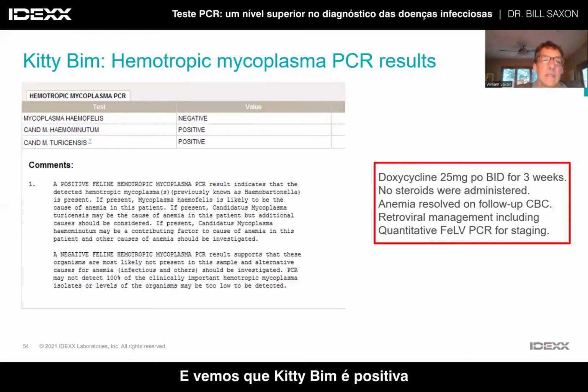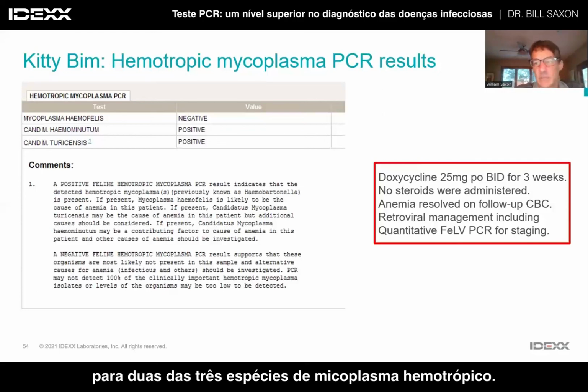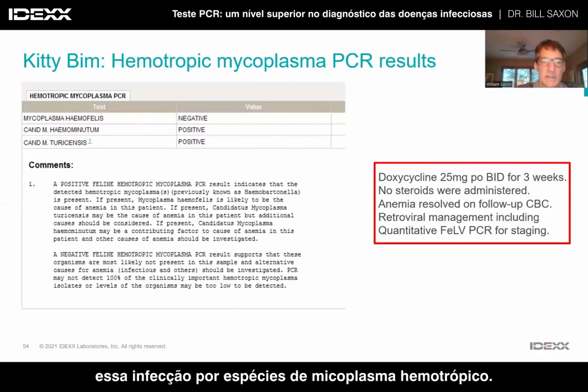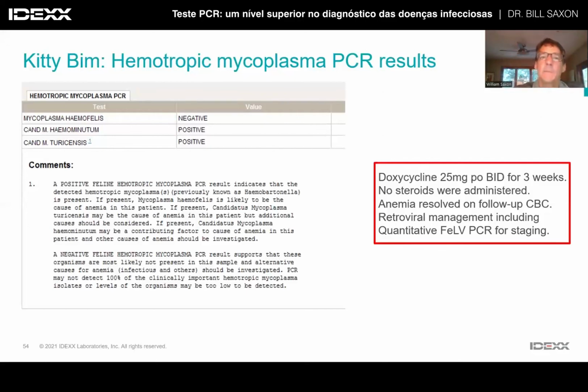And we see that kitty is positive for 2 of the 3 species of hemotropic mycoplasma. Now, Mycoplasma haemofelis is the most common one, and it's the one that in and of itself can cause anemia. The other 2 are sort of less pathogenic and seen more often in immunocompromised cats, like cats that have retroviral infection. So she fits the bill for a cat who's immunocompromised from her retroviral infection, which has led her to likely develop these hemotropic mycoplasma species infections. Now, all these species are treated the same way with doxycycline.